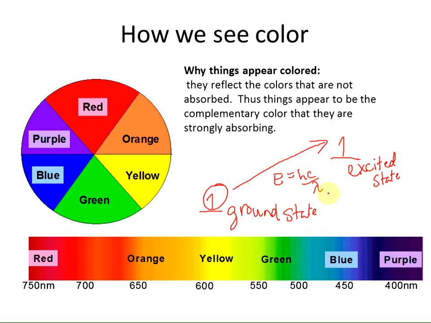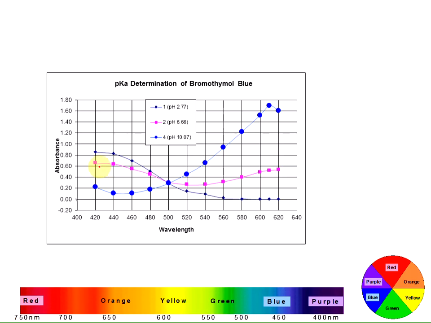Now, when a compound absorbs a color of light, let's say it absorbs at 600 nanometers, strongly in the yellow region, it's reflecting all the other light, but it's going to be reflecting purple the most. So if it's absorbing yellow, the color that we see is purple. So we see the complementary color. Let's see an example of this.